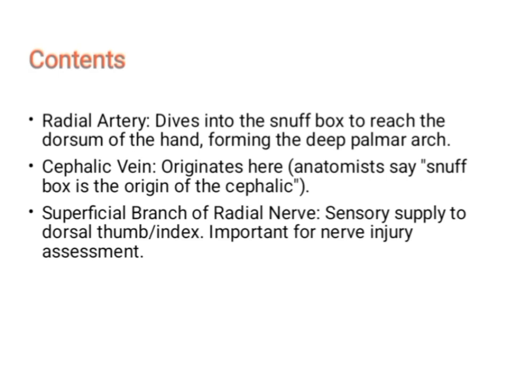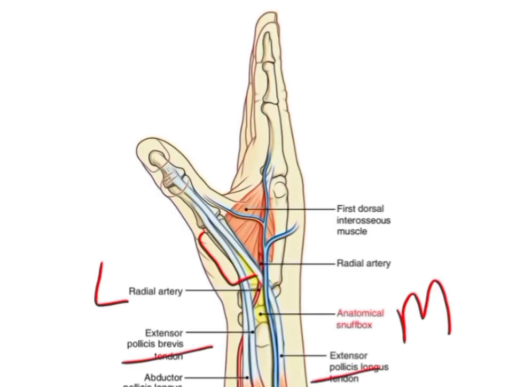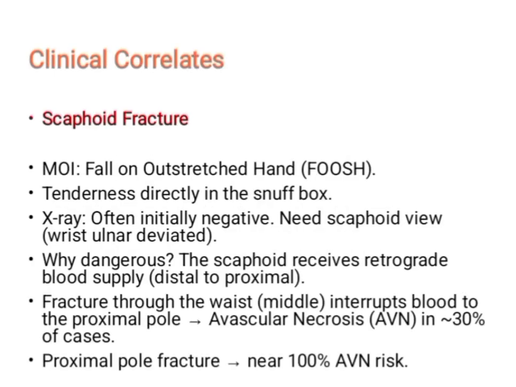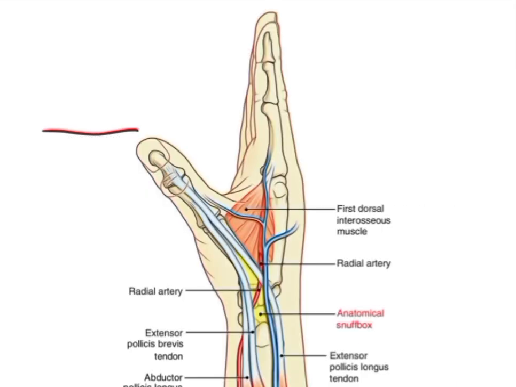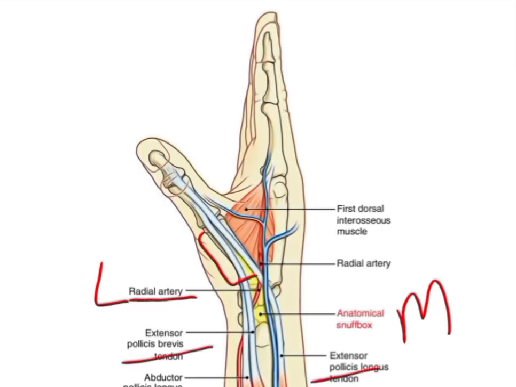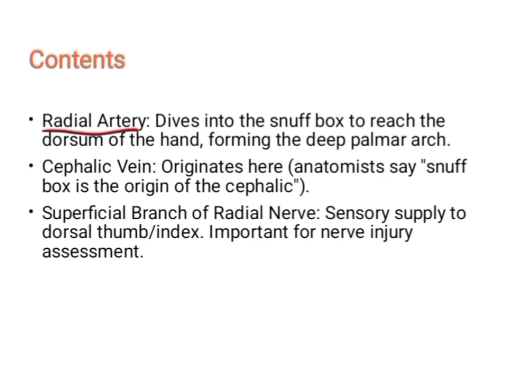Now moving forward, let's look at the content. If you look at this image, you also see the content of the anatomical snuff box. For the content, we have the radial artery, which you can see here in red. It's a content of the anatomical snuff box. It passes through the snuff box to reach the dorsum of the hand, forming the deep palmar arc. We have the cephalic vein, which is also part of the content.